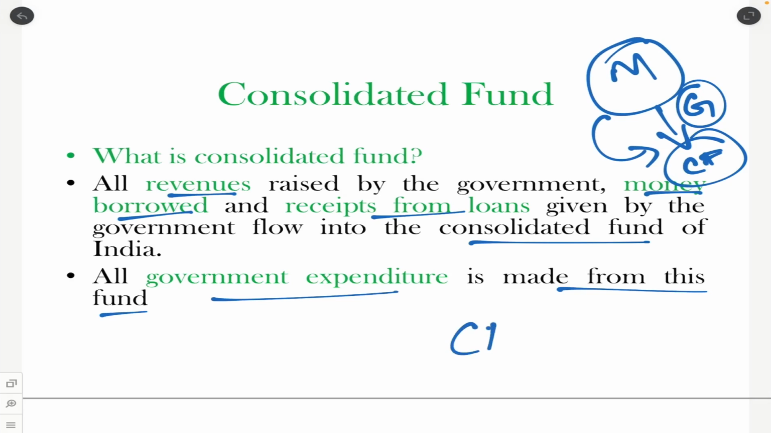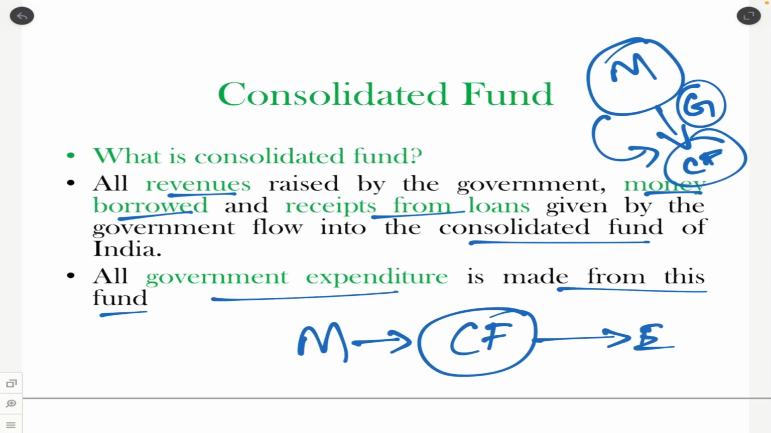So what do we see here? Say this is the consolidated fund account. All the money the government earns will come to the consolidated fund, and all the expenditure the government has to make will go from the same account. So this is revenue and this is expenditure. This is a very, very important account, and the name of this account is the consolidated fund.